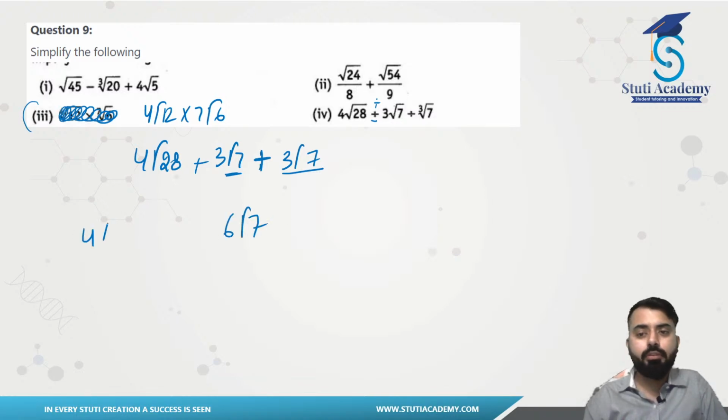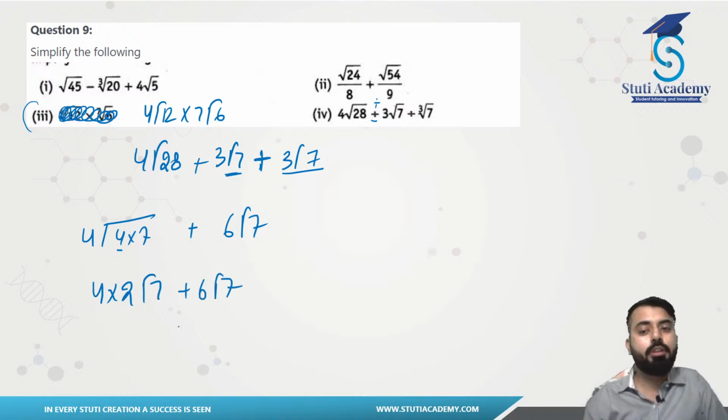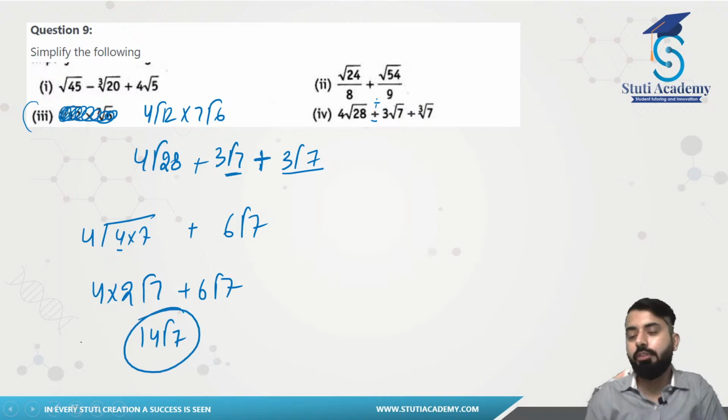This will be what? 4 into 4 into 7, right? 28 can be written like this. This is again square. This will be what? 4 into 2 square root 7 plus 6 square root 7. This will be what? 8 and 6, 14 square root 7. So this is how you're going to attempt this one.